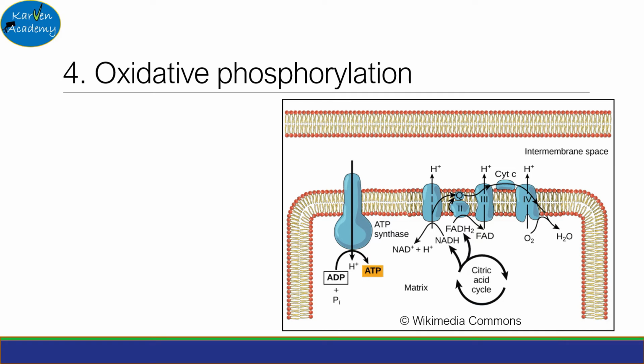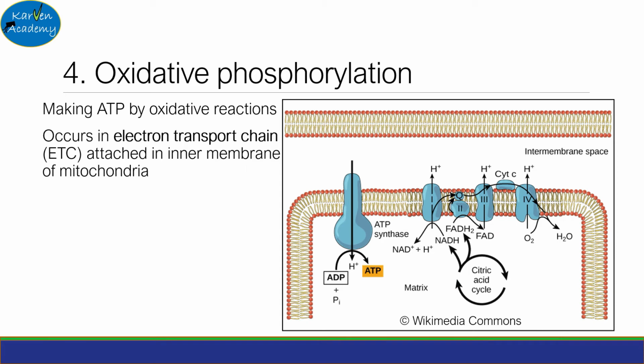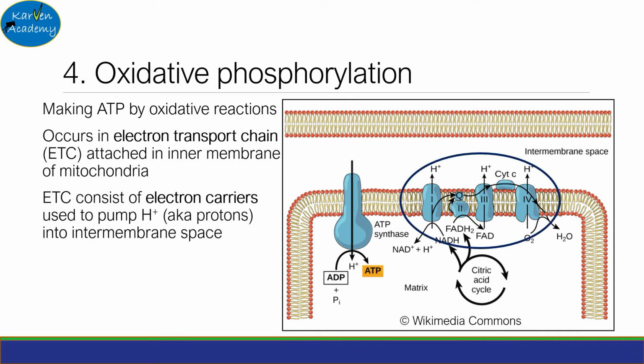So let's come on to the final process in aerobic respiration. This is oxidative phosphorylation. It's a complicated process to understand, but let's take it step by step. Firstly, the process ultimately involves making ATP from oxidation reactions, i.e. through the loss of electrons. The process occurs in the electron transport chain, which is attached in the inner membrane of the mitochondria. The electron transport chain consists of electron carriers, which are proteins used to pump protons into the intermembrane space.